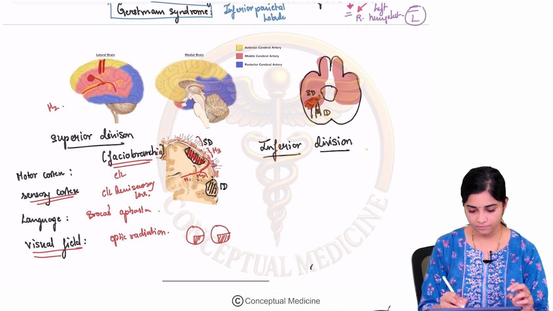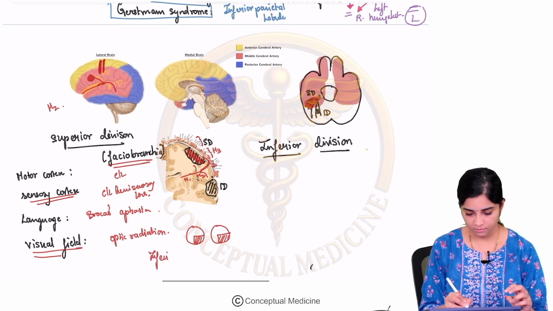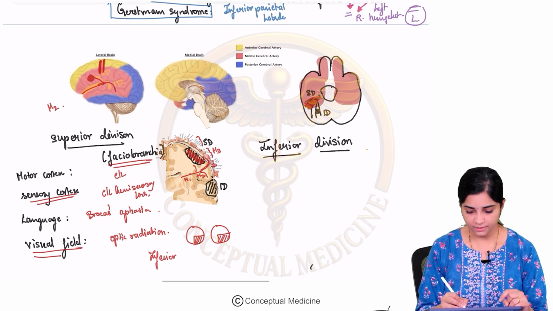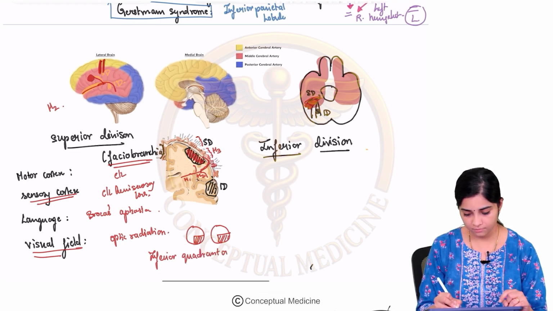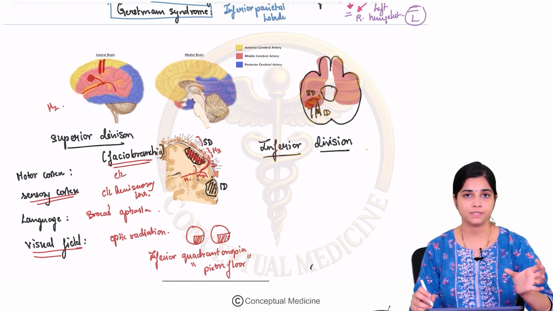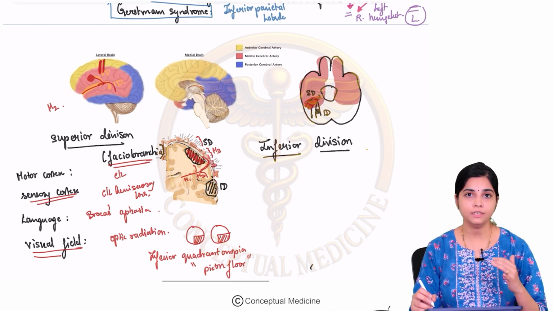inferior quadrantanopia, or the pie on the floor appearance. So this is your inferior quadrantanopia, or pie on the floor. Correct? Because only the superior part of your optic radiation is affected, not the inferior, so you can have inferior field defects.